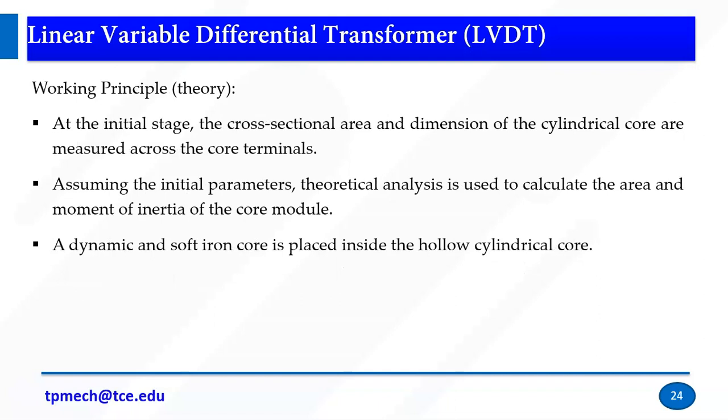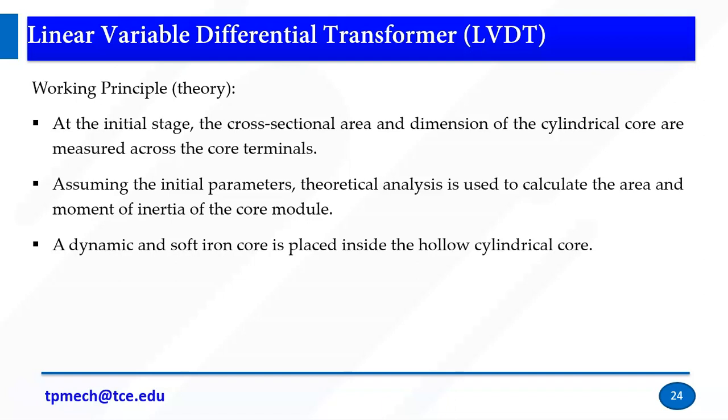So we will measure. At the initial stage, the cross-sectional area and the dimension of the cylindrical core are measured across the core terminal. At the beginning, we won't have any object inside. We measure the cross-sectional area of the hollow cylinder and also the moment of inertia. Assuming these initial parameters, theoretical analysis is used to calculate the area and moment of inertia of the core module, and then the dynamic or soft core is placed inside the hollow cylinder core.